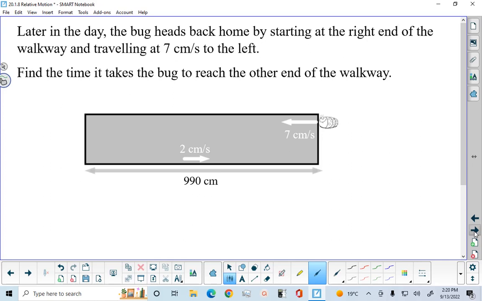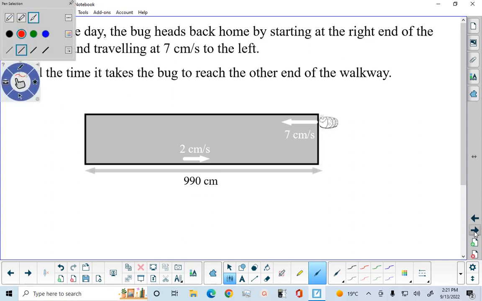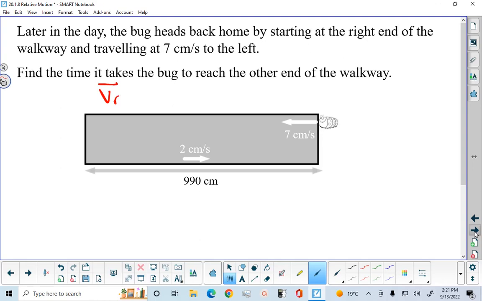Now, if it travels at 7 centimeters per second, that means, and again, I'm not just repeating the velocity, I'm explaining what that means. It means that if you wait 1 second, the bug will have traveled 7 centimeters to the left. But in that 1 second, the walkway will have moved 2 centimeters to the right, which means even though the bug is walking 7 centimeters per second, the bug will only actually be moving to the left at 5 centimeters per second.